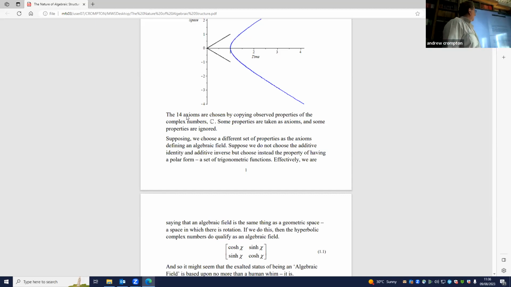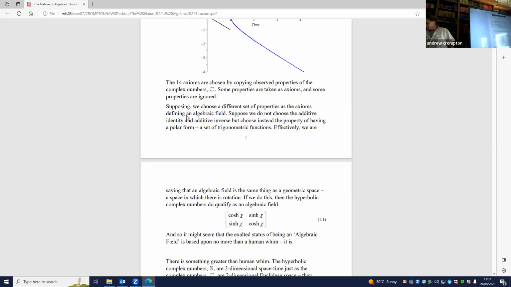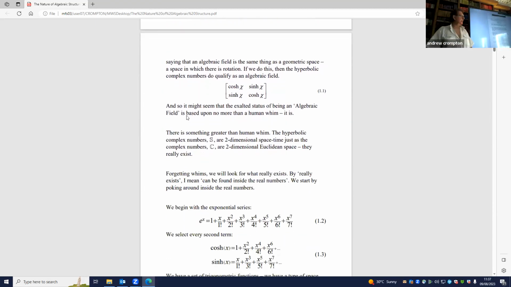I'm going to say, if there is a polar form, if there are trigonometric functions within the algebra, then it's an algebraic field. So we identify an algebraic field with a space that's got trigonometric functions in it, geometric structure, angles, and distance. So we're taking them slightly differently. When we do that, we find that two-dimensional space-time, which really exists, is an algebraic field. That's the rotation matrix of two-dimensional space-time.